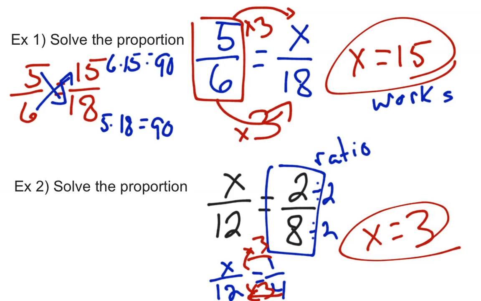Okay? If I go ahead and plug that in for x, you could check to see if it works. Okay? 12 times 2 is 24. 3 times 8 is 24. So I know it works. X is going to equal 3. So those are a couple ways to solve proportions. Okay?